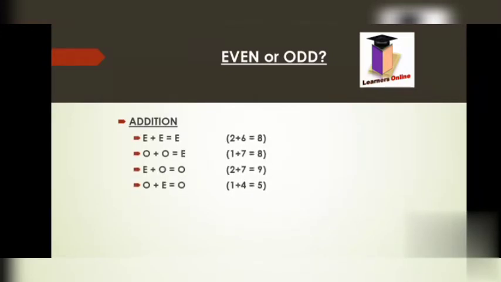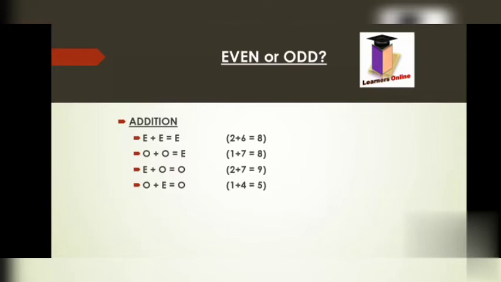Now let's determine whether the addition of two numbers gives an even number or an odd number. We have a simple formula for that. The sum of two even numbers or the sum of two odd numbers would always be an even number. If the numbers are alternate, one is even, one is odd, then the answer would be an odd number. The examples are listed in front of these formulas.